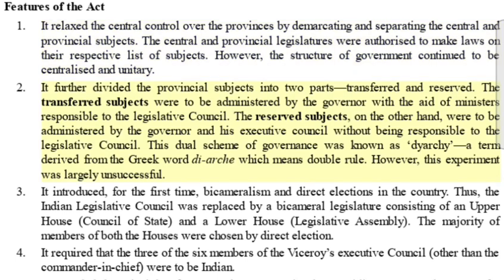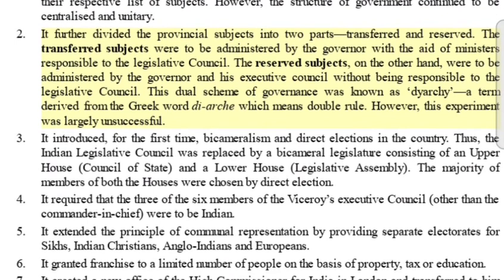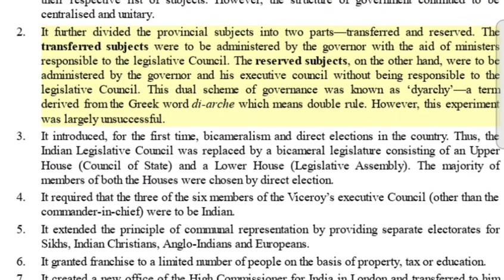It further divided the provincial subjects into two parts, transferred and reserved. The transferred subjects were to be administered by the governor with the aid of ministers responsible to the Legislative Council. The reserved subjects, on the other hand, were to be administered by the governor and his executive council without being responsible to the Legislative Council. This dual scheme of governance was known as diarchy, a term derived from the Greek word diarchy which means double rule. However, this experiment was largely unsuccessful.